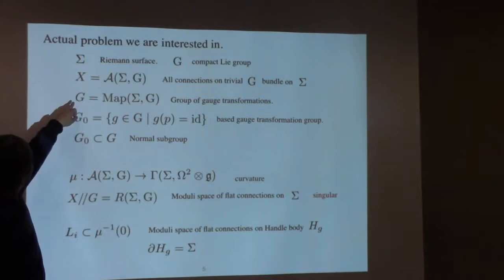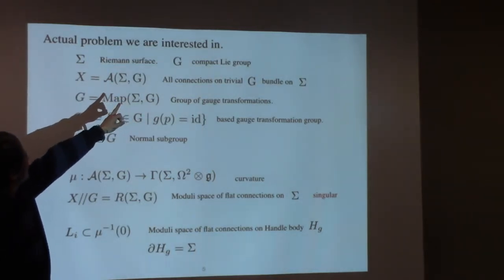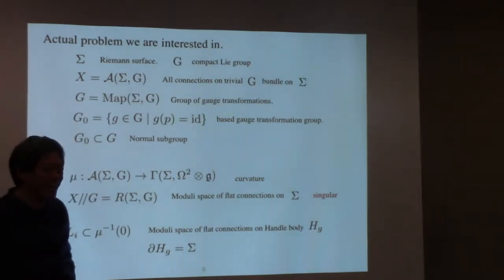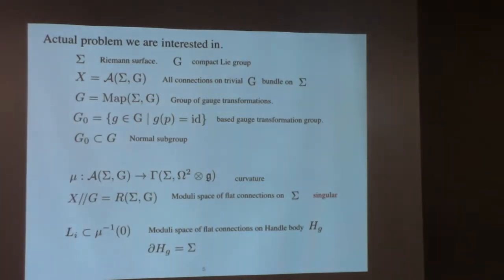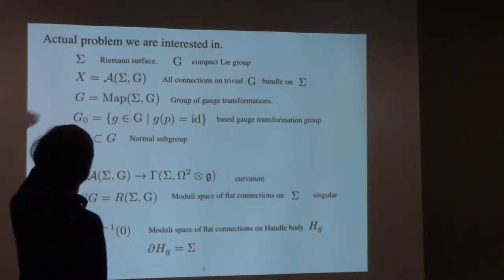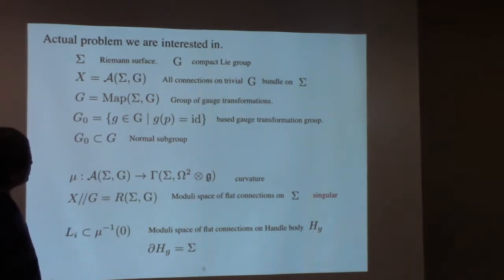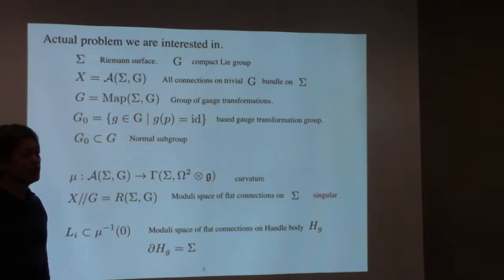And then this italic G is the space of all maps from Σ to G. I want to use the same notation as before. So Roman G is the gauge group, and this italic G is the gauge transformation group, the maps from Σ to G. Sorry. So X is a symplectic manifold, which is the set of all connections on the trivial G bundle on Σ.